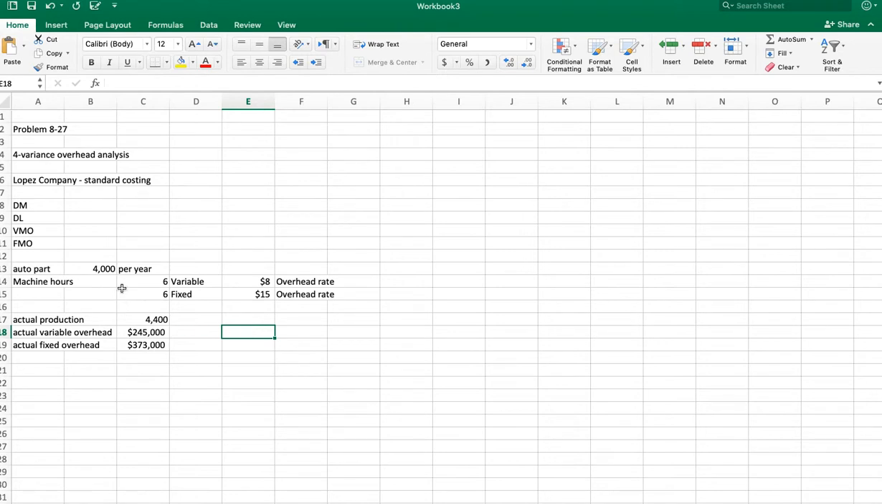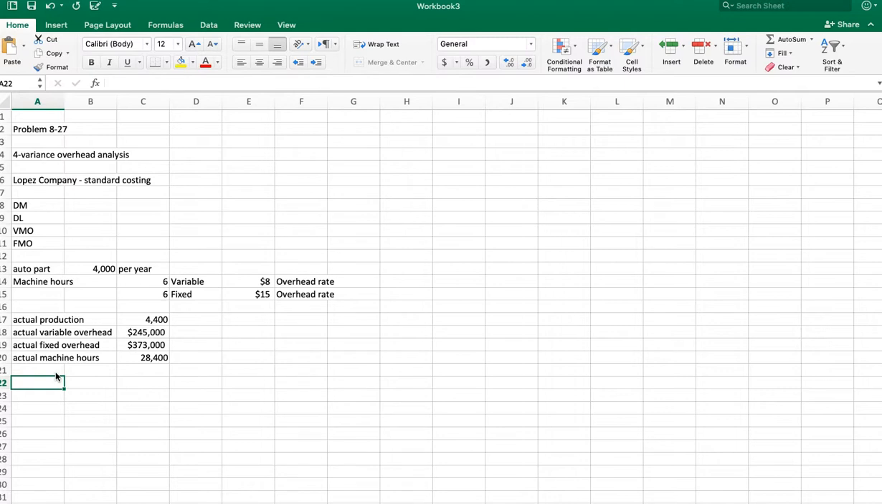But basically what we're saying here is that for every 6 machine hours, we make 1 unit. And for every hour we work on that machine, we apply $8 of our variable overhead and $15 of our fixed overhead. So we estimated our overhead for variable and for fixed, and then we have our actual. So we've applied it up here, but we have our actual, so we're going to have some variances. And then they tell us the actual machine hours, because that's also an estimate. Actual machine hours were 28,400.